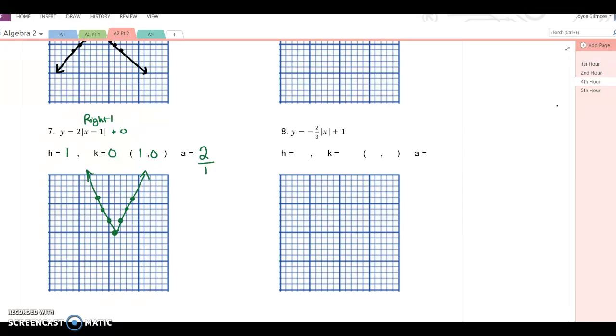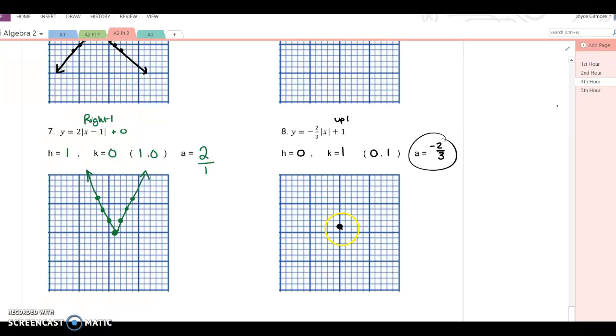Do you feel confident trying number 8 on your own? Try number 8 on your own. There's no number inside the absolute value bars, which indicates no side-to-side movement, so our vertex is still going to be centered on the graph. It says +1 after. That means we're moving up 1, so our vertex is at (0, 1). Our a value is -2/3.